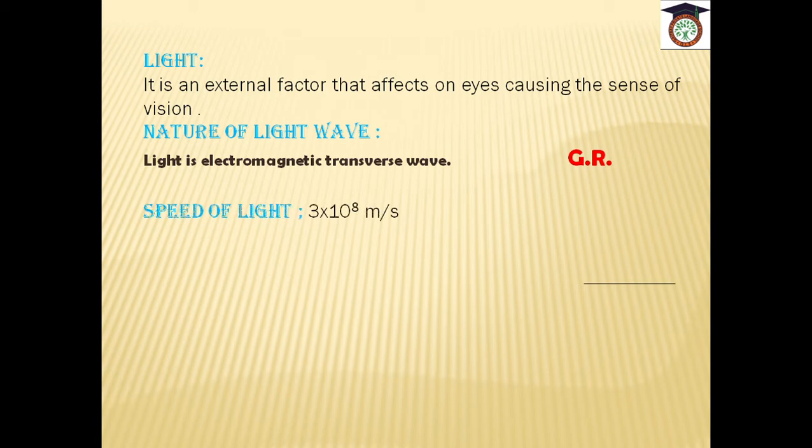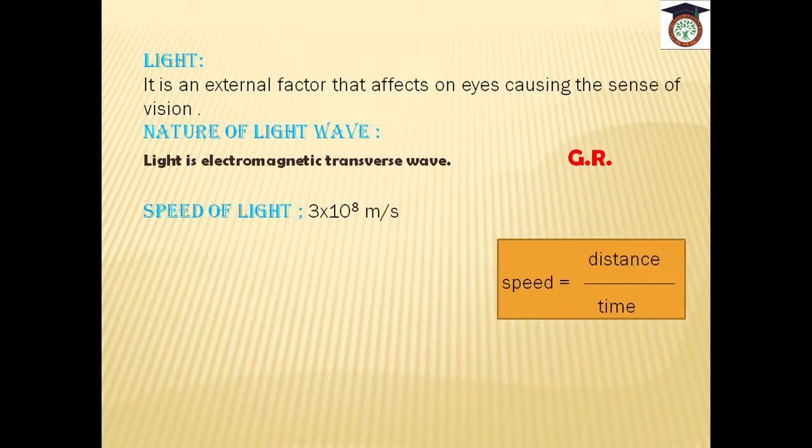Then the speed of light. As we said before, as an electromagnetic wave it is very, very fast, so its speed may reach 3 × 10⁸ meters per second, and can be calculated as speed equals distance over time, as we discussed before in unit 1.